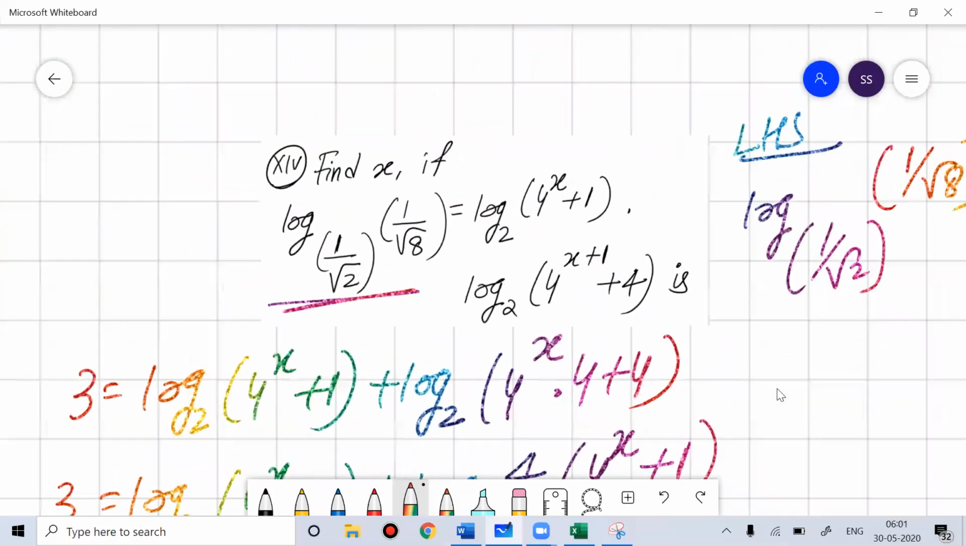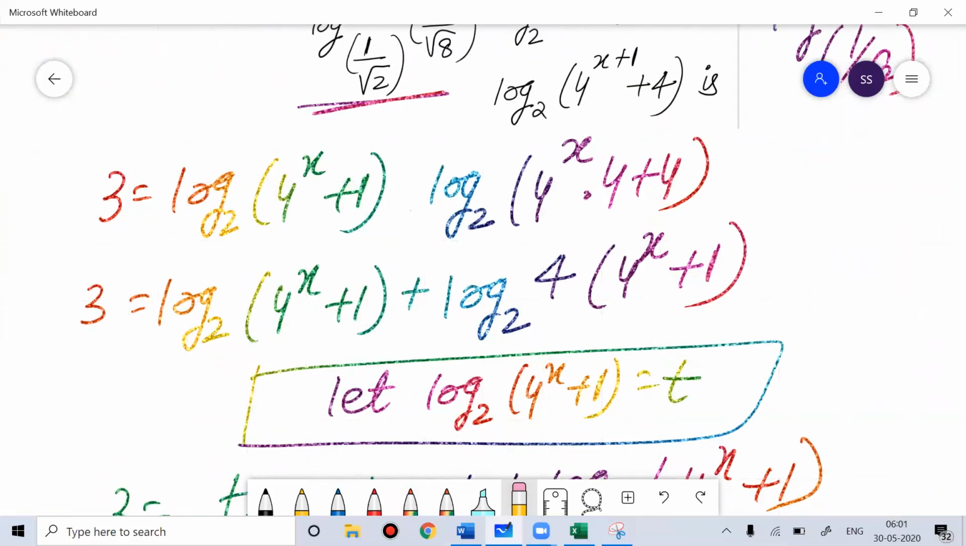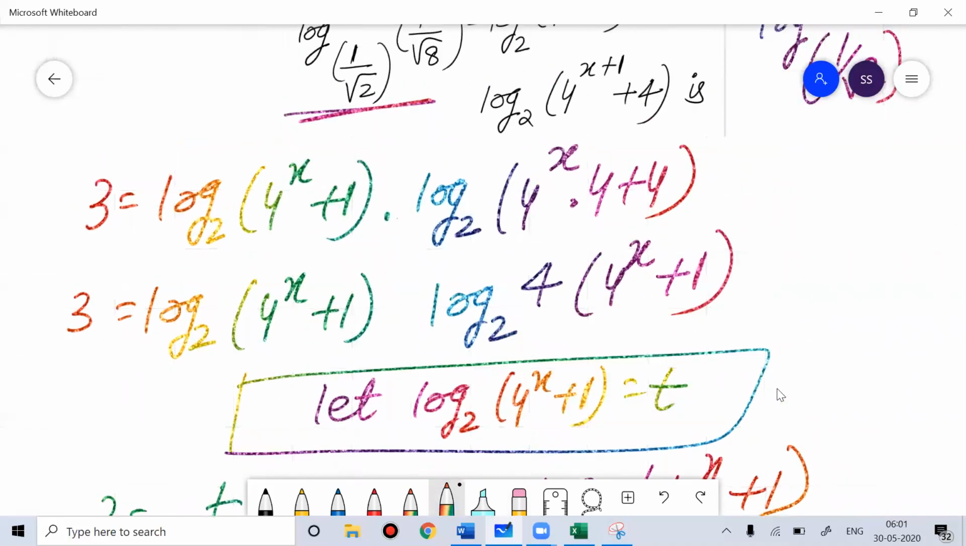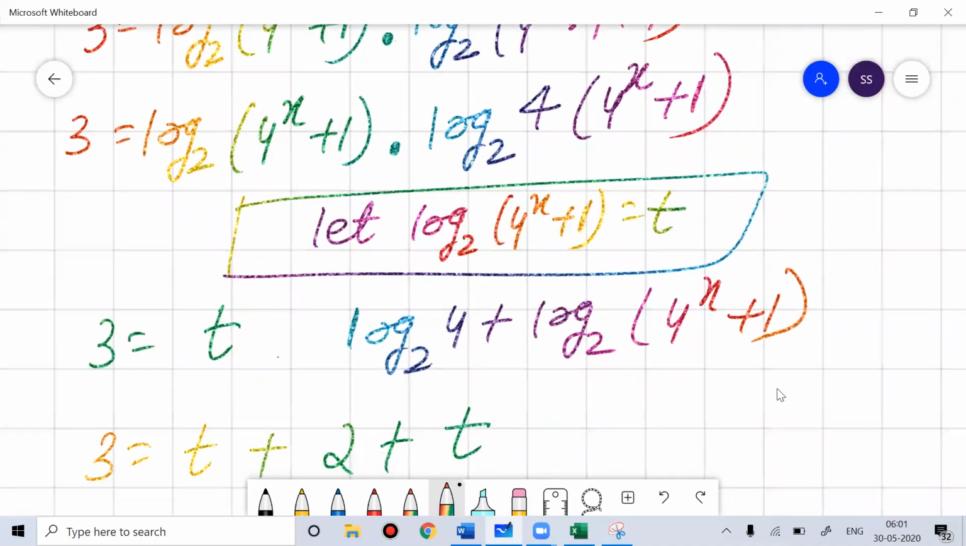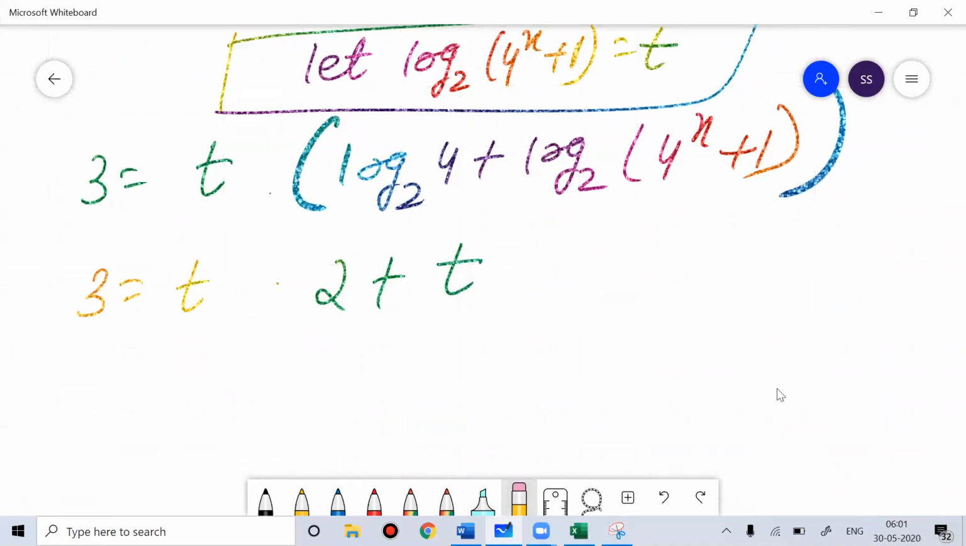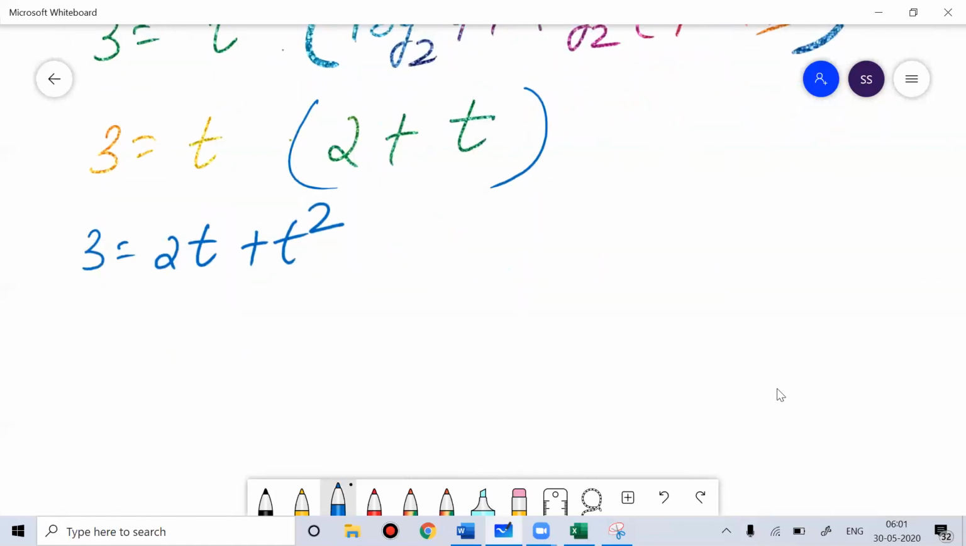Okay, this is a product, not a plus sign. So I can write this as 3 is equal to 2t plus t square. So ultimately I can write t square plus 2t minus 3 is equal to 0.